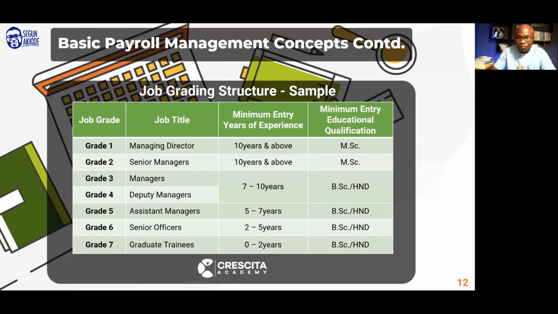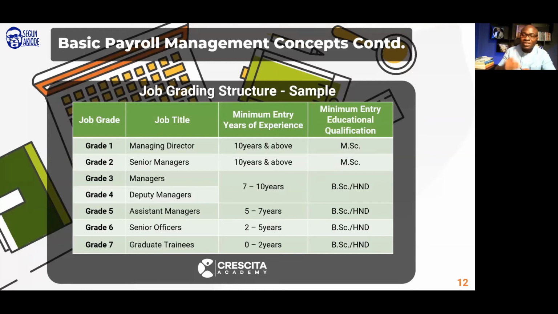So you have entry-level graduate trainees that come in at 0 to 2 years, minimum entry. Then you have your educational qualification of a BSc, minimum of a BSc. Now, you would expect that jobs below this would not be at the graduate level. Then you have the senior officer, which is grade 7. The years of experience is stated up to grade 1. And you would agree with me that this would be for a very, very small organization. Now, this is a job grading example.